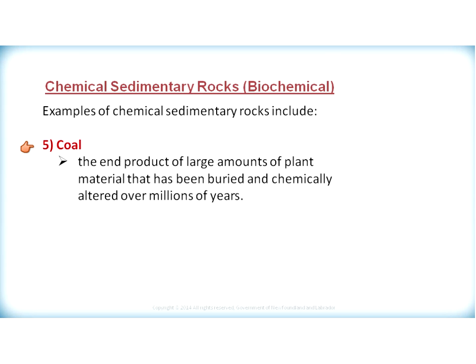A fifth example of a biochemical rock is coal. The end product of large amounts of plant material that has been buried and chemically altered over millions of years will form a rock called coal. And coal can advance through different stages, which will be studied in another presentation. So coal is the fifth example of a biochemical sedimentary rock.